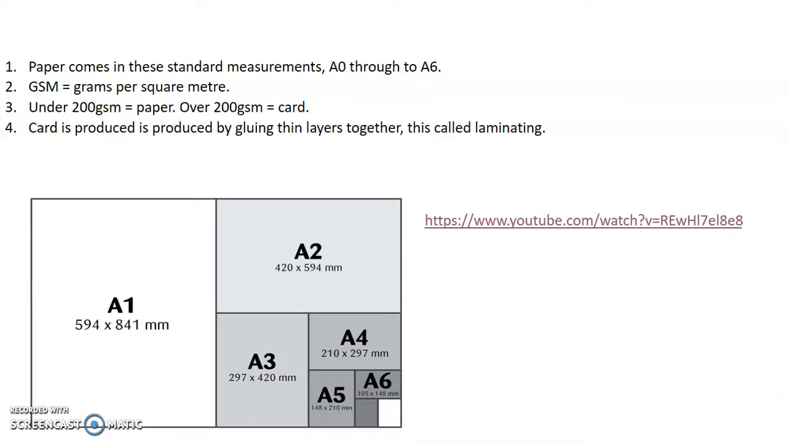A0 is the biggest one, and if you fold that in half, you get A1. And if you fold A1 in half, you get A2. If you fold A2 in half, you get A3, which is usually the one that we'd be using. If you fold that in half, it gives you A4, and eventually, if you keep doing that, you'll get down to A6. Once you pass A6, though, it does tend to get a bit funny trying to bend it, but you can see on the diagram at the bottom how it all fits in.